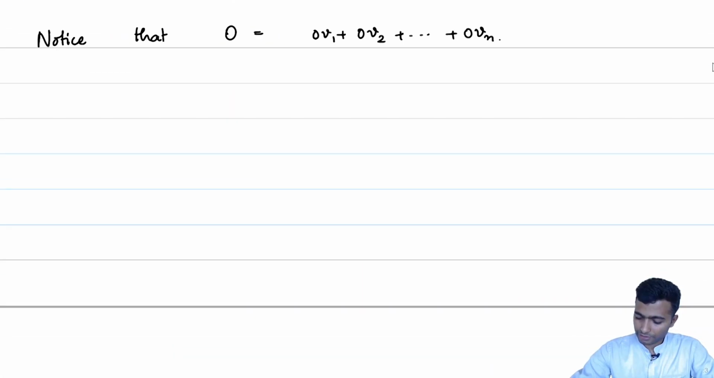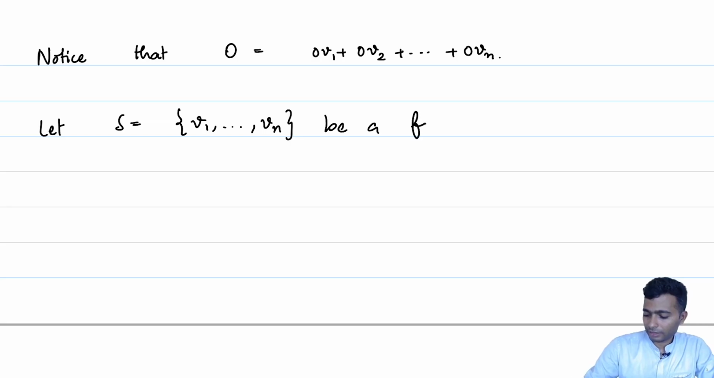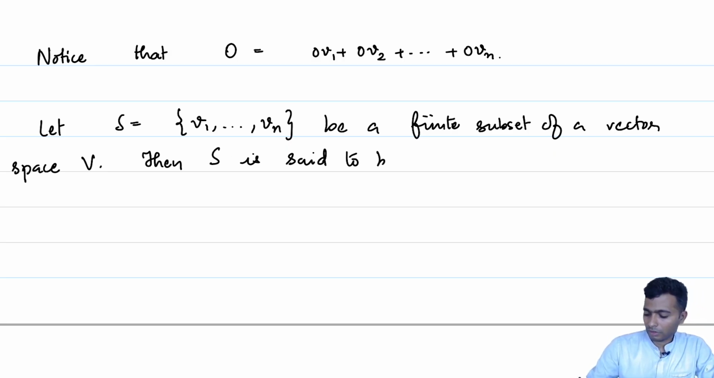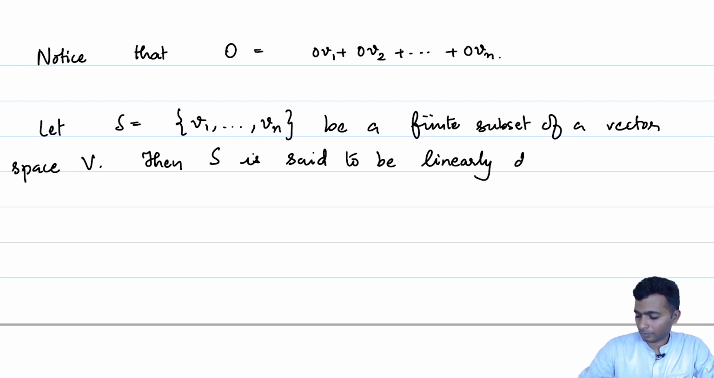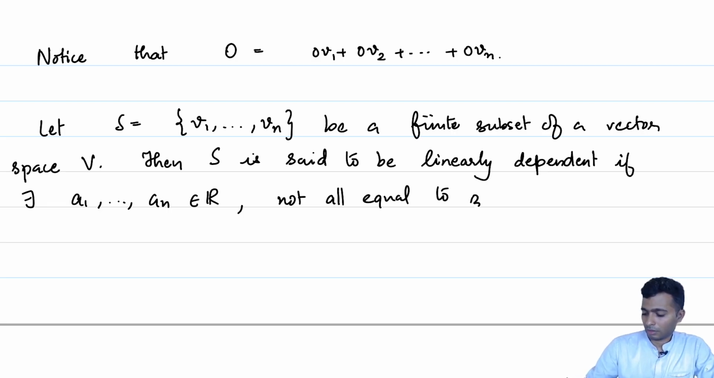So, when S is finite, which many times will be our case, let S be equal to v1 to vn, a finite subset of a vector space V, then S is said to be linearly dependent if there exist a1 to an in the field of scalars, not all equal to 0, such that a1 v1 plus ... plus an vn is the 0 vector.